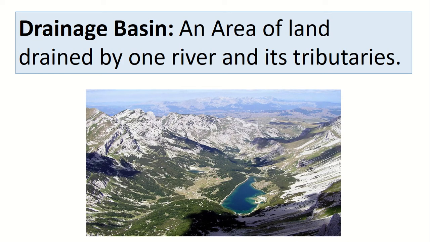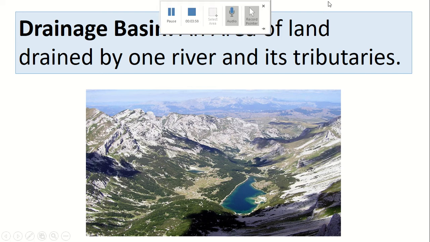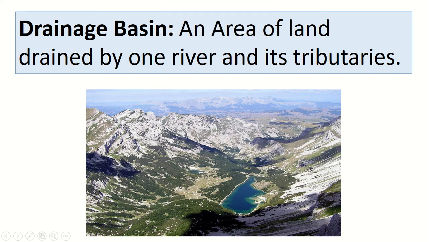And so today we're going to be focused on this new key term, which is something called a drainage basin. A drainage basin is an area of land drained by one river and its tributaries. And this is going to make a bit more sense once I go through this PowerPoint. So a drainage basin, an area of land drained by one river and its tributaries.